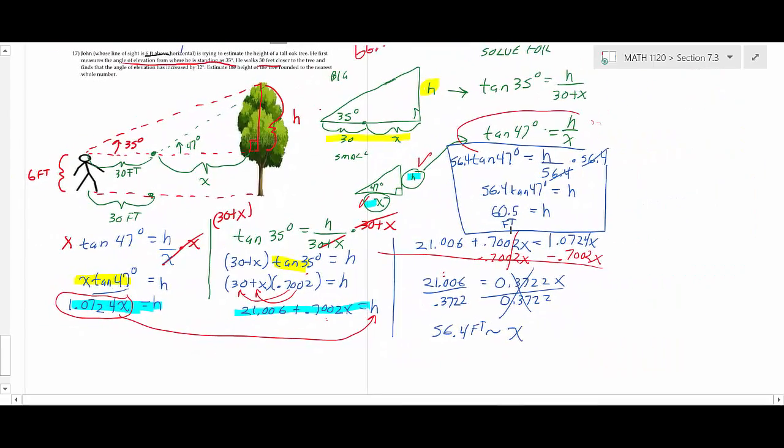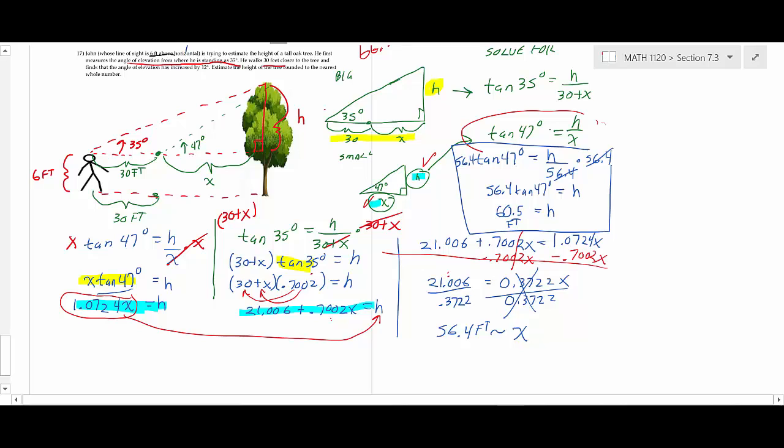Okay, so here's what I found. That 60.5 is not the height of the tree. It's from there to there. So what do you do to find the total height of the tree? You add the guy's height to it, right? So you got to do that. Don't forget that. You do all that work, and it's easy to forget about that.